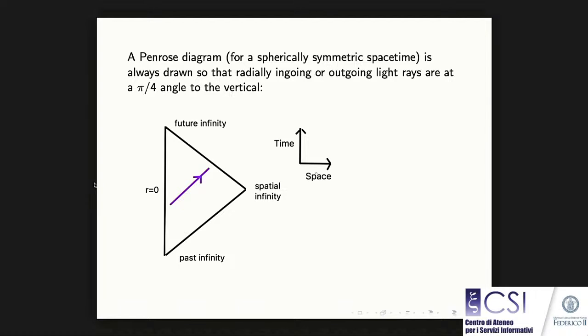Now, in Minkowski space, from future infinity, you can see everything. The whole triangle is in your past. Remember, a causal signal, a signal that's traveling at or below the speed of light, is at an angle less than pi/4 from the vertical. And each point in the triangle connects to future infinity by a line that's at an angle from the vertical less than pi/4.